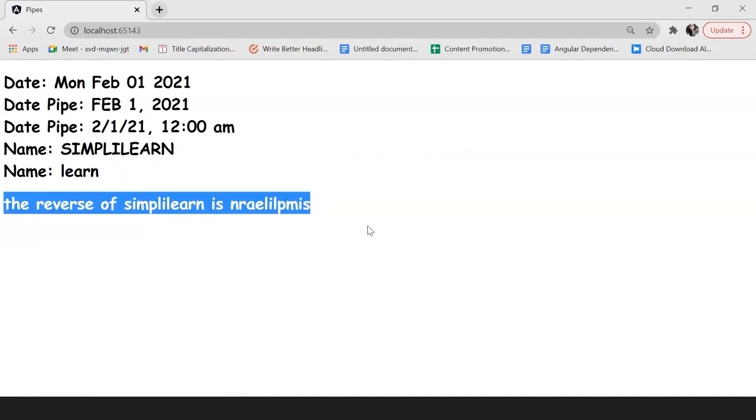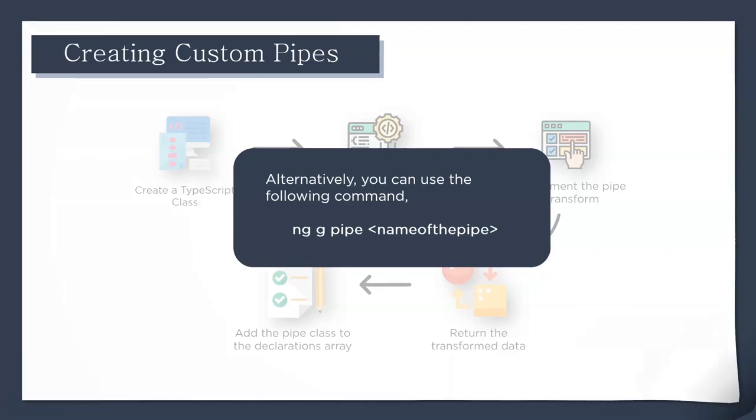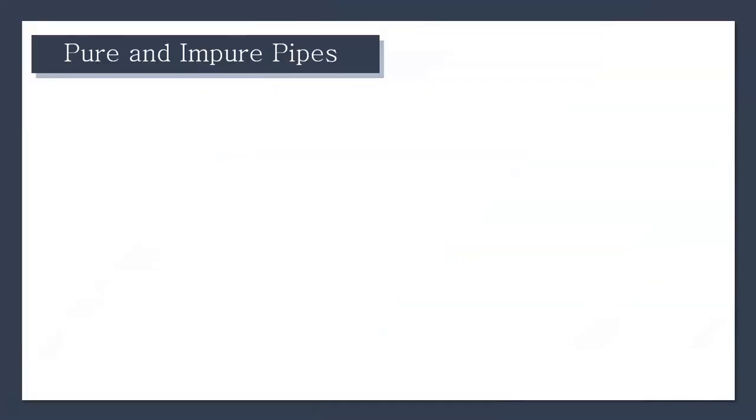So this is how you can make use of custom pipes. You can create pipes according to your requirements. Remember that it does not change the data at all. It only displays it in a different format altogether. Alright, so now moving on, let's have a look at pure and impure pipes.